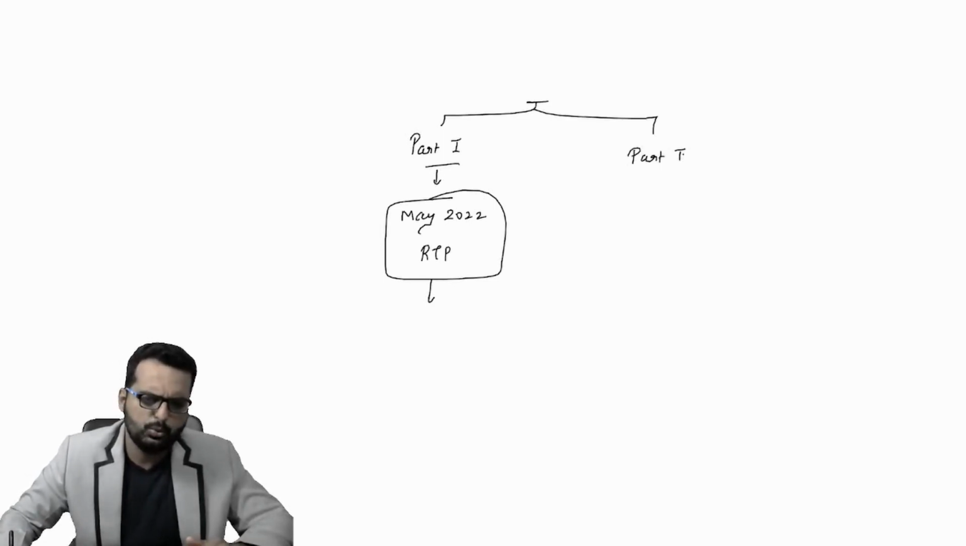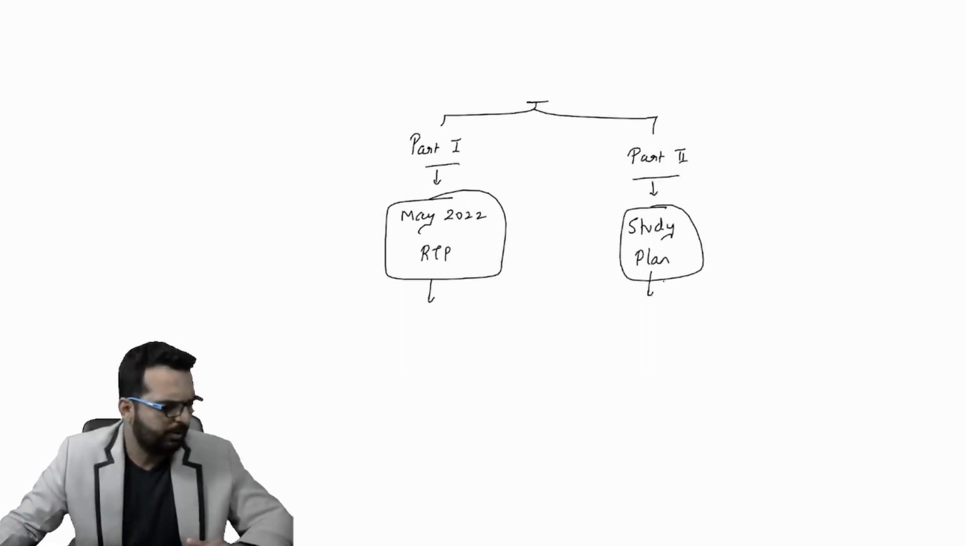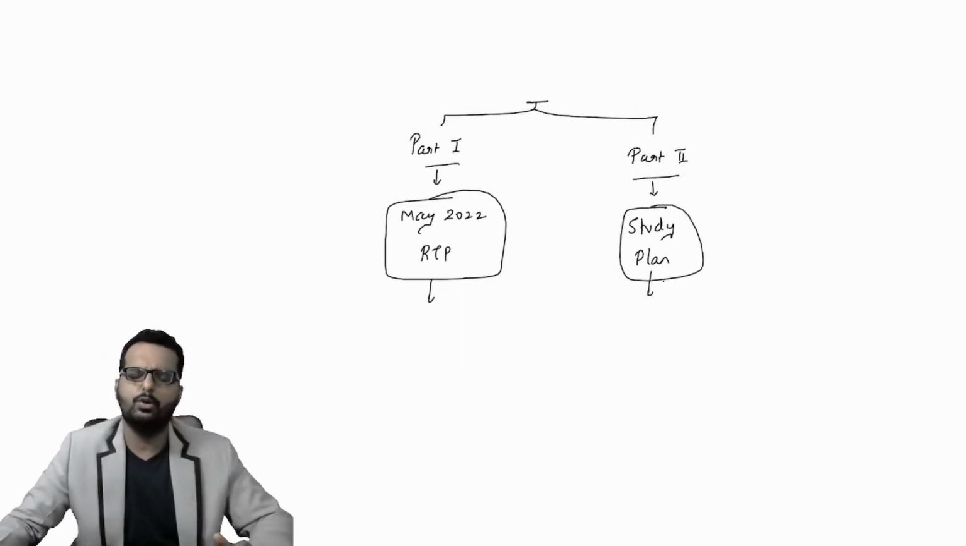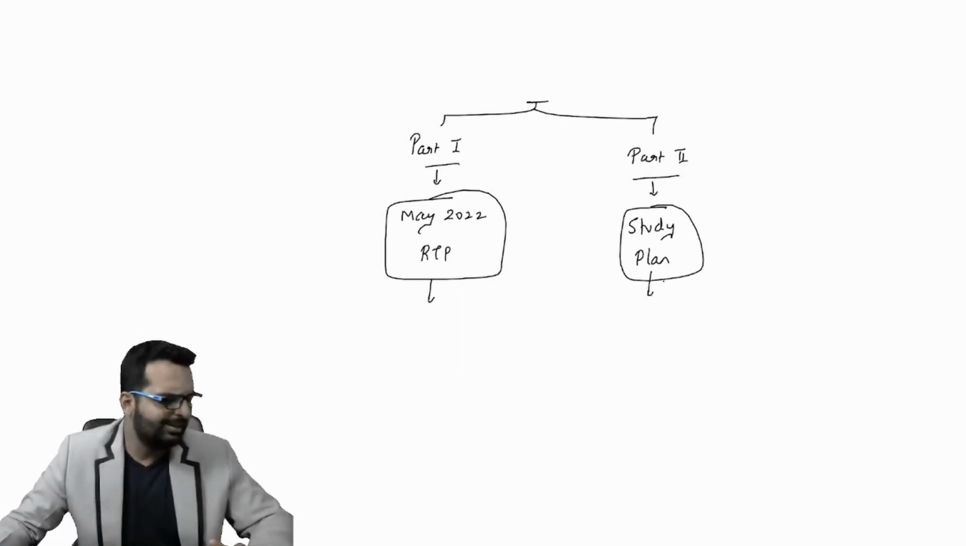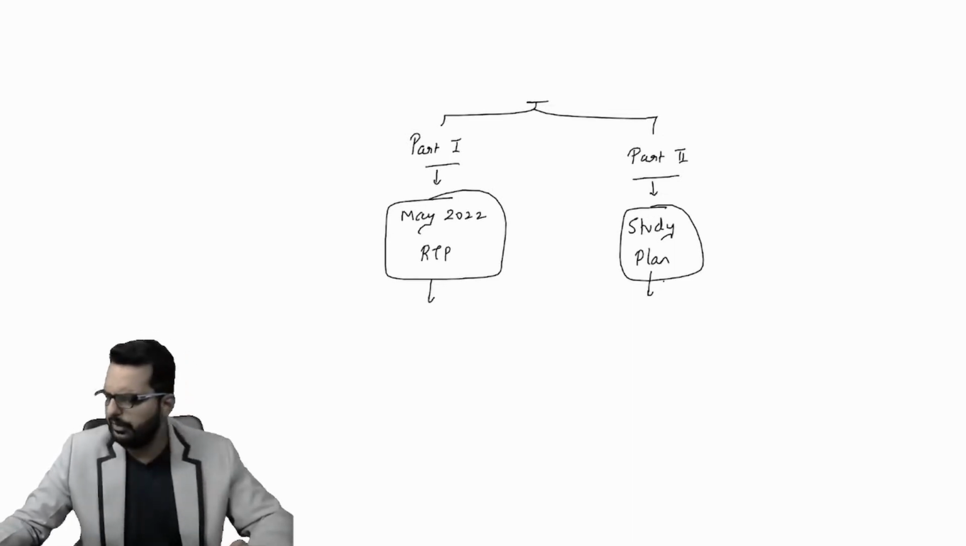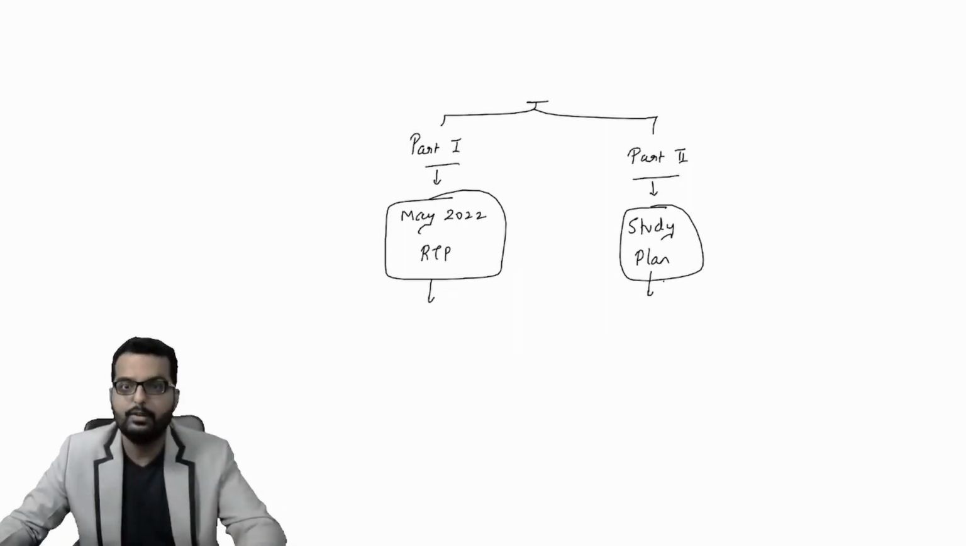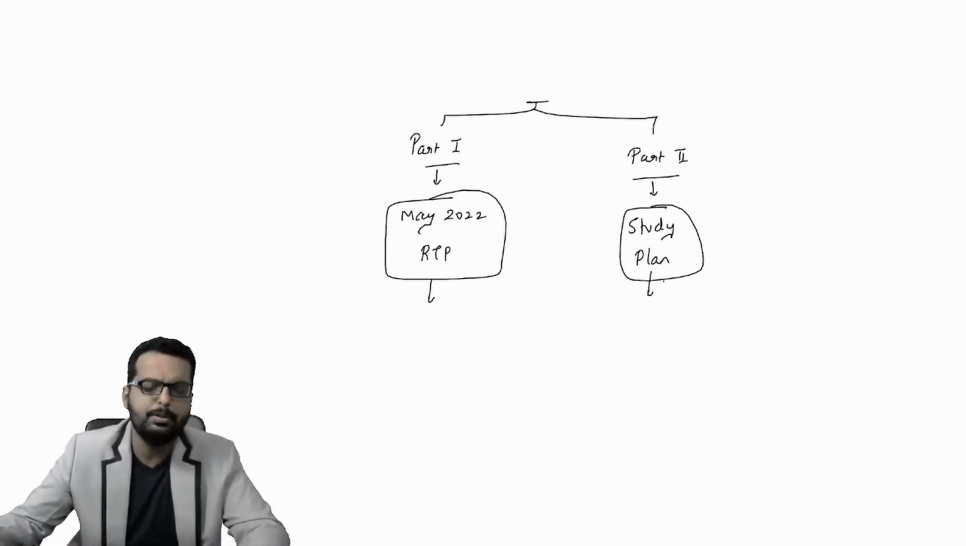And part number 2, after we are done with this, I would like to give a study plan for many of you who have been asking for the same thing. All right. So friends, we'll start off quickly with May 22 RTP. Now the time is also less. I will not be going slow. We'll be going quickly from this. If at any point of time you feel that I'm going fast, just let me know, so I will slow down. All right. So we'll start with part number 1.